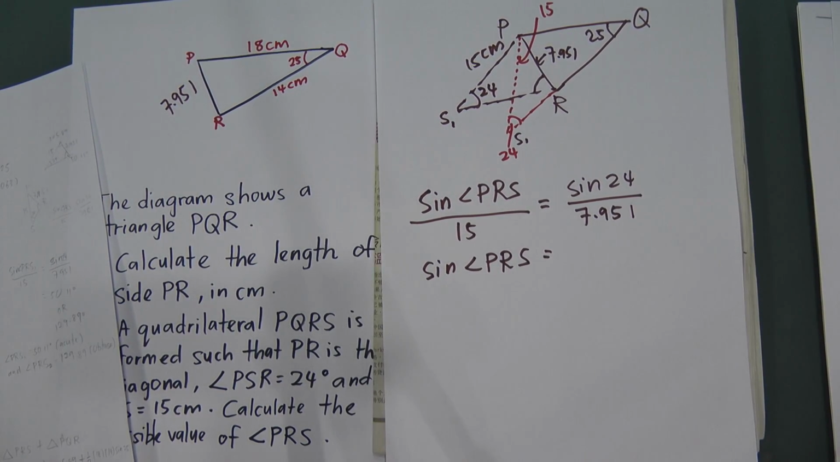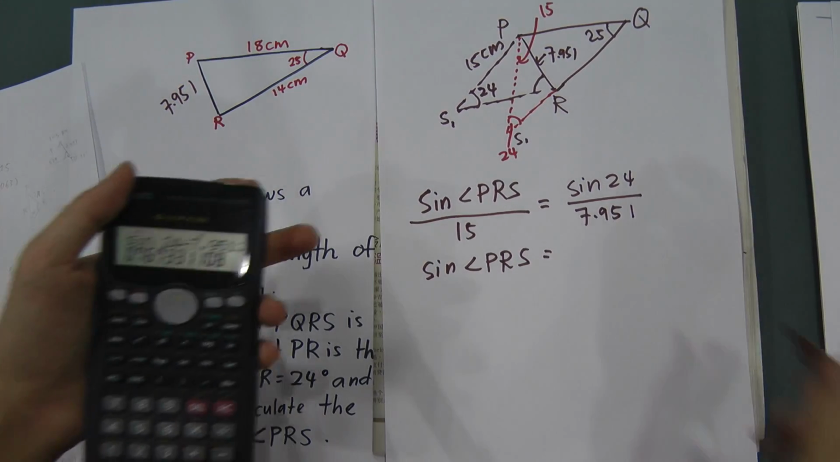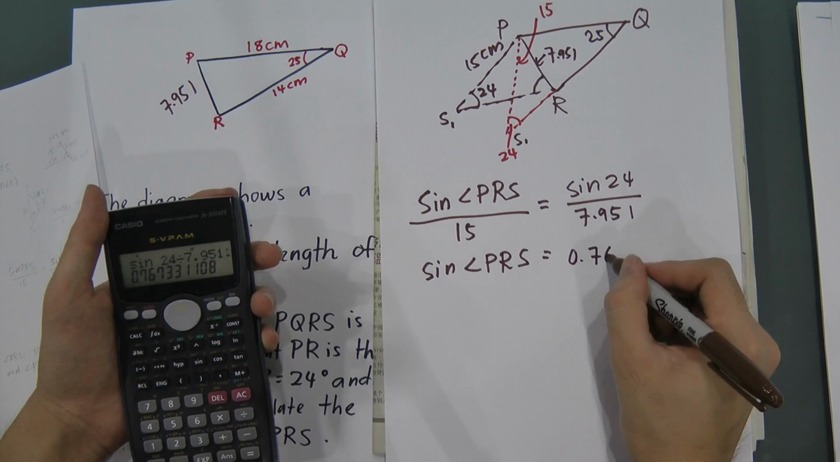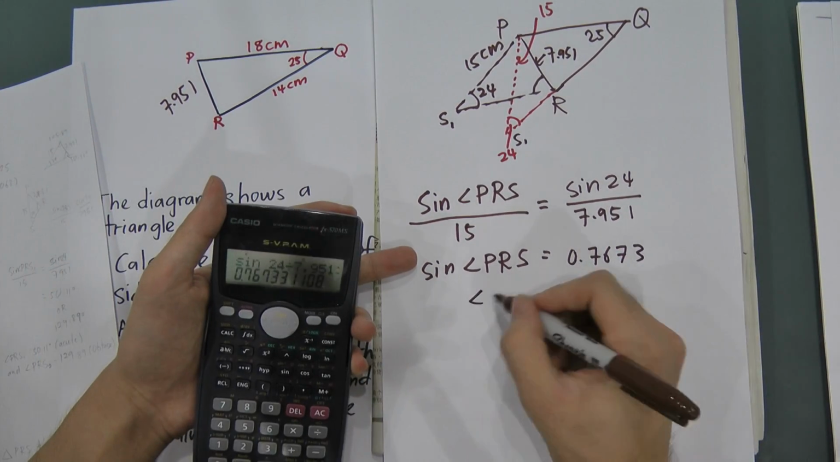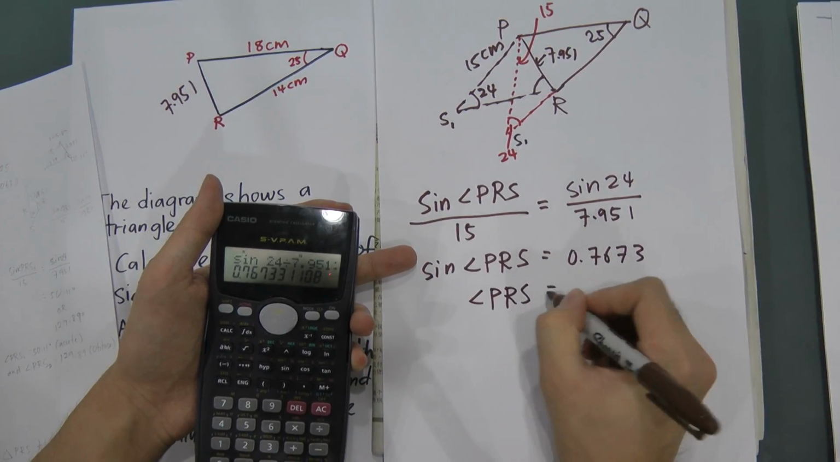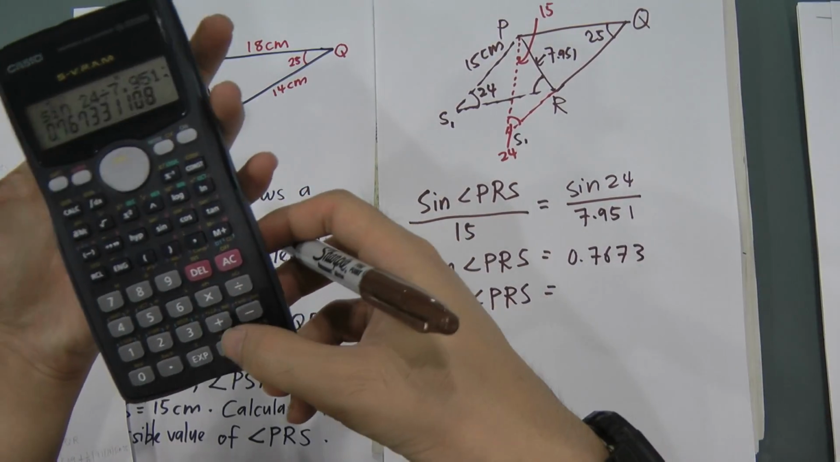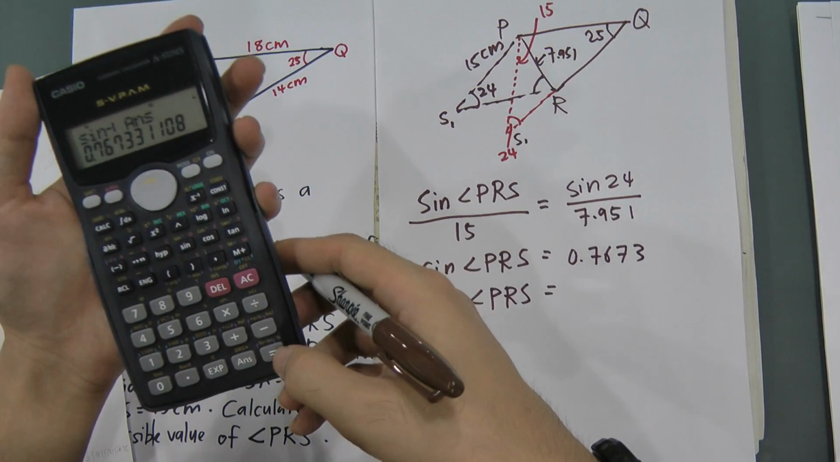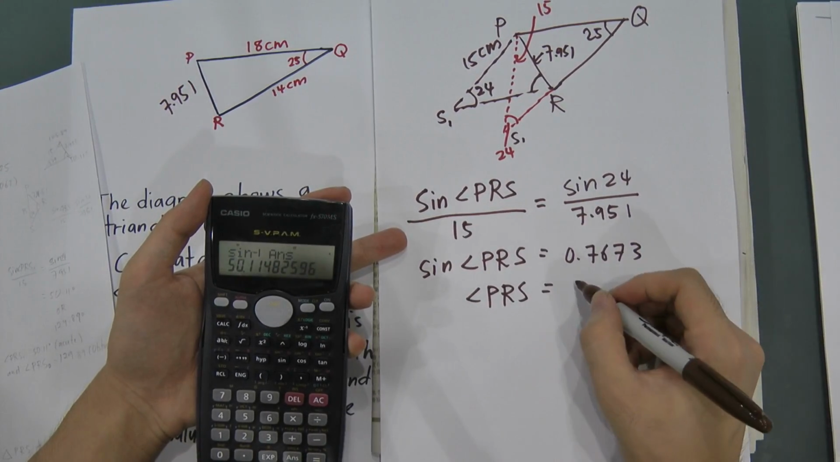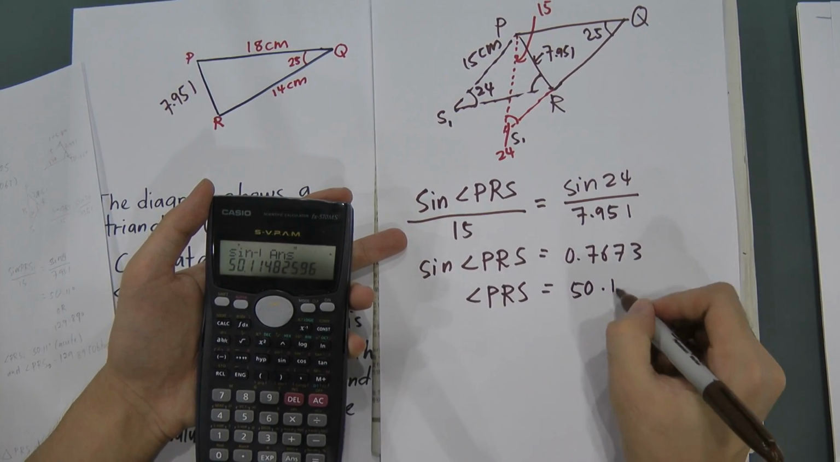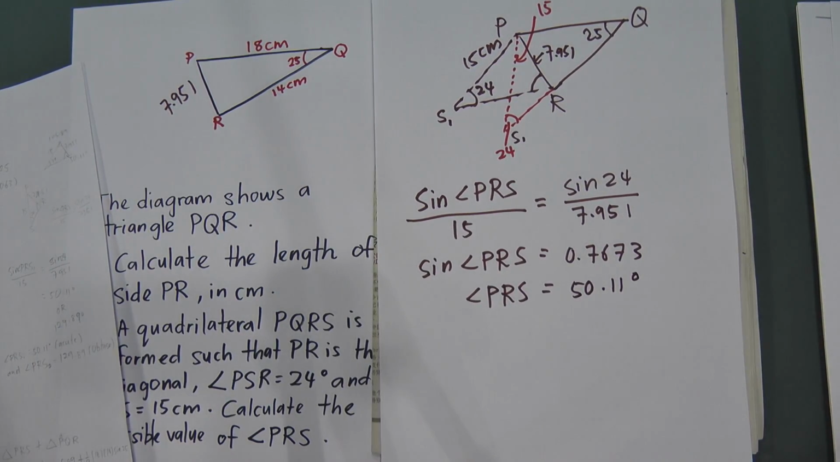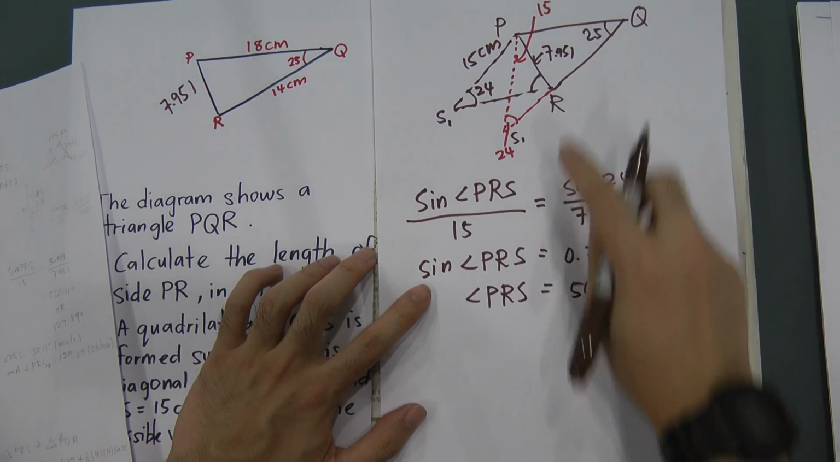Okay, so I just press the calculator to get this one. Size 24 divided by 7.951 multiply 15. So actually I will get 0.7673. After that I want to calculate angle PRS. So you just shift sine answer. When you shift sine answer, you will get angle 50.11. Okay, after you got this angle, this is the angle for here.